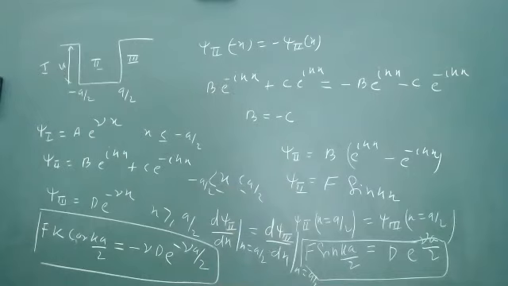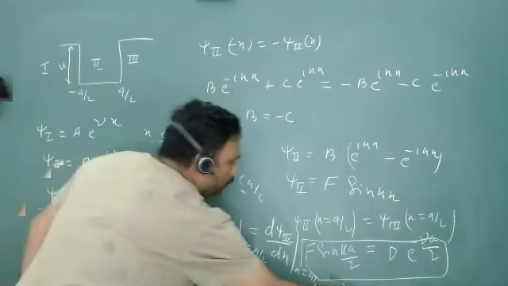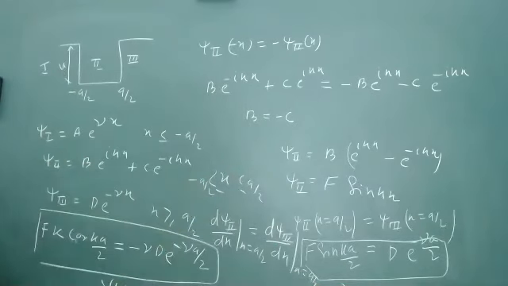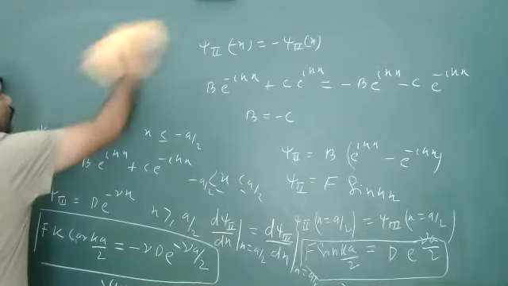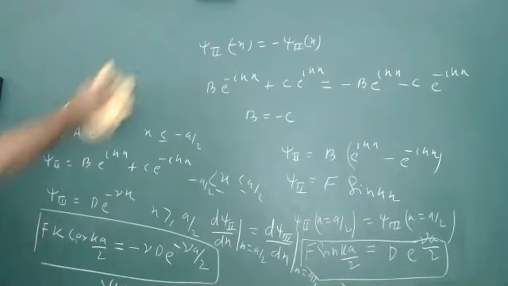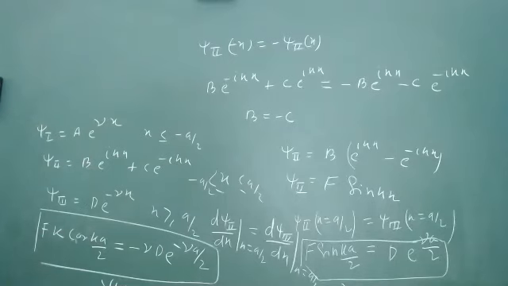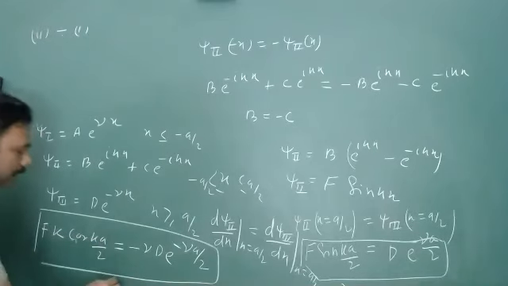So what will you do? You will just divide. This is your second equation and this is your first equation. You divide them, then you get the next equation. I am just dividing equation 2 by equation 1.